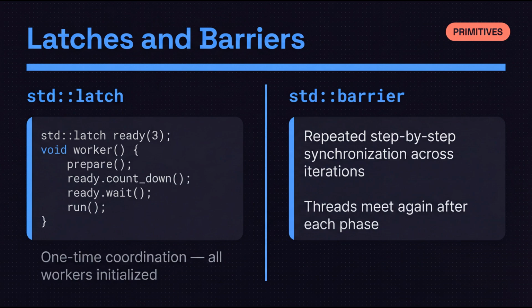A barrier is similar but repeatable. Threads arrive at the barrier, wait for all to arrive, then proceed. At the next phase, they arrive again. Use a latch for one-time coordination like initialization gates. Use a barrier for iterative phases where threads must synchronize repeatedly.